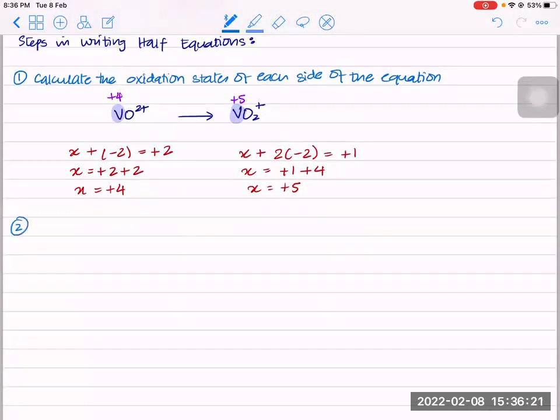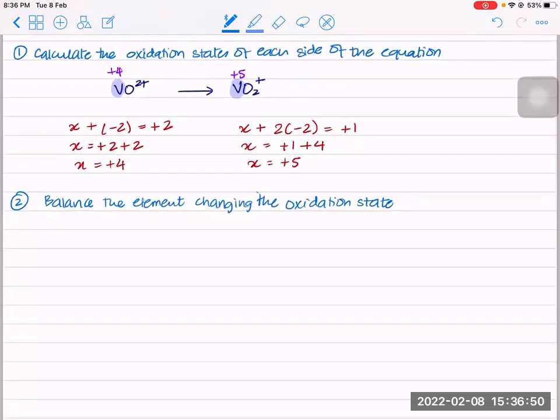What is step 2? In step 2, you balance the element changing the oxidation state. In this example that I've taken, they're already balanced. You have one vanadium here, one here. So you don't really need to balance, it's already balanced, because you have one on each side.